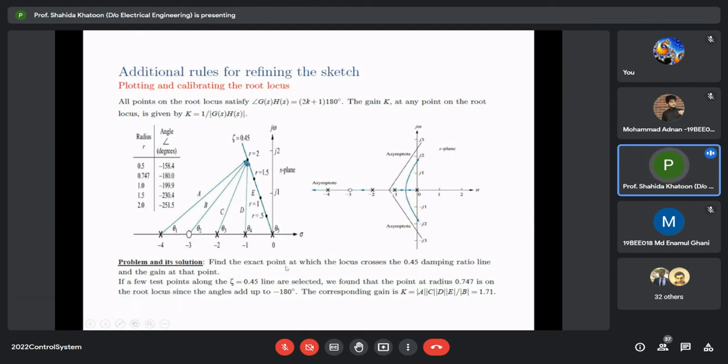So find the exact point at which the locus crosses the 0.45 damping ratio line and the gain at that point. If a few test points along the zeta equal to 0.45 line are selected, we find that the point at radius 0.747 is on the root locus since the angles add up to minus 180 degrees. The corresponding gain is given by the product of the lengths of phasors A, C, D, E upon the length of phasor B, because B is the length of the phasor from the zero, right? So it is 1.71.